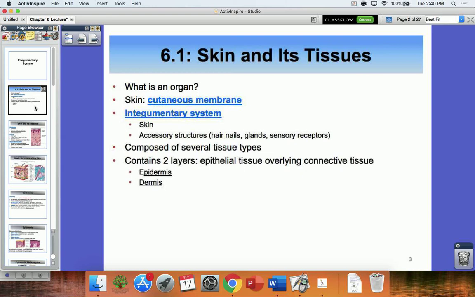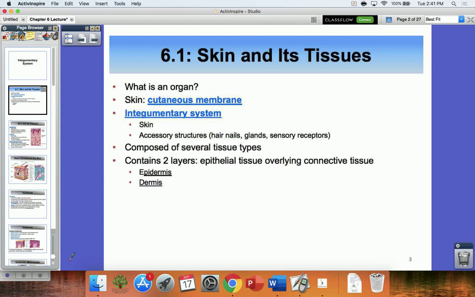So you'll hear a word later on that uses the word cutaneous, and just remember that the word cutaneous means skin. And so again, this integumentary system is the skin and all those accessory organs that come with it, which are the nails, the glands, and sensory receptors. We're talking about nerves, receptors within the skin so that we can feel the sense of touch and pain and temperature and the like.